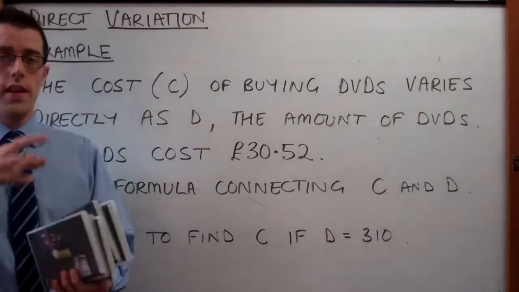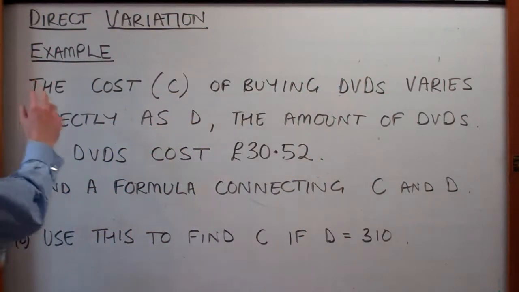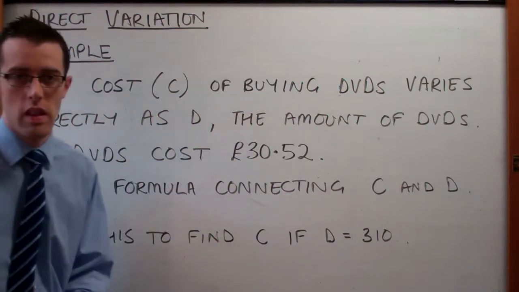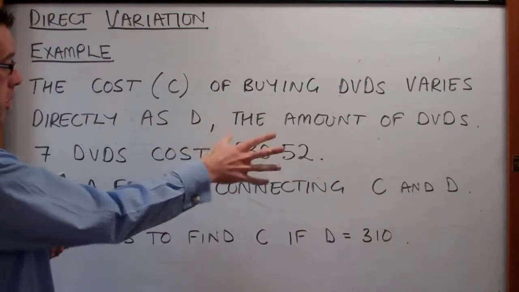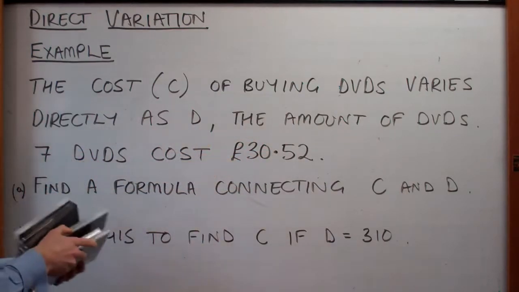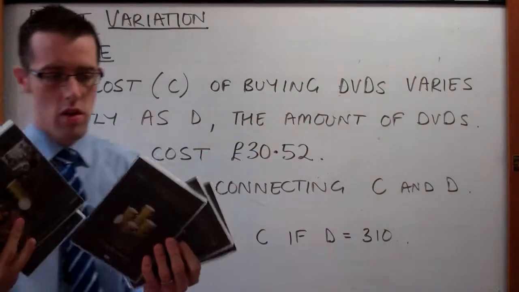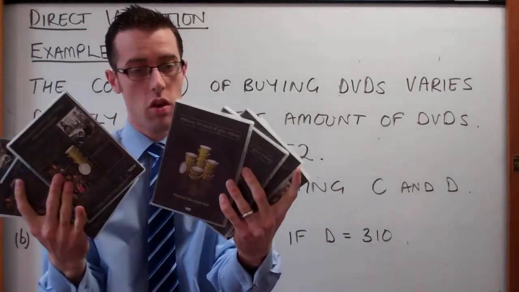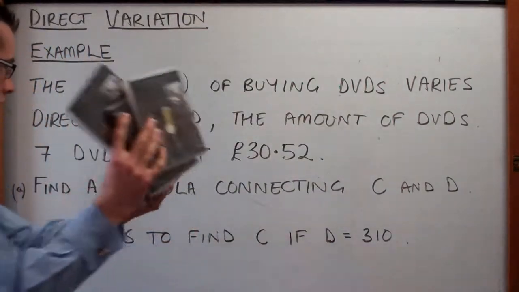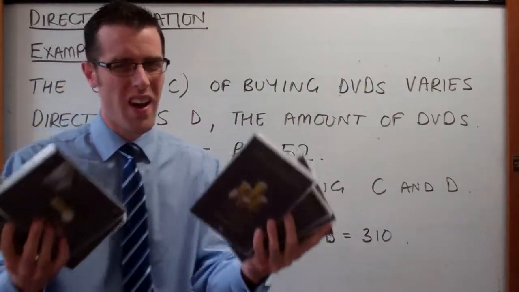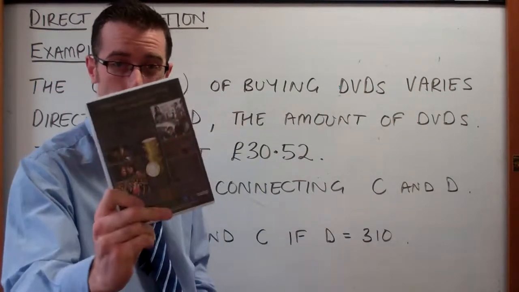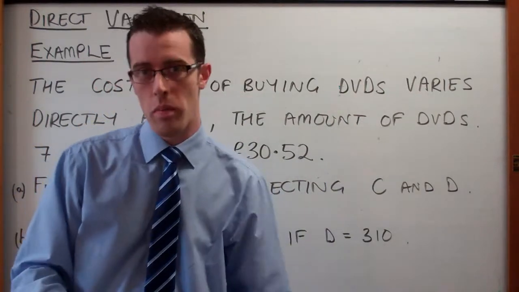So the example we're going to look at here for direct variation is the cost of buying DVDs, so we're going back to the DVDs because it's the only prop I have. The cost C varies directly as D, the amount of DVDs. So 7 DVDs cost £30.52. Here we've got 7 DVDs, you can pause it and count them, there are 7 there, and this costs £30.52. So intuitively we kind of know that we're going to have to divide somehow and find the cost of one DVD and then work our way back up to another amount.